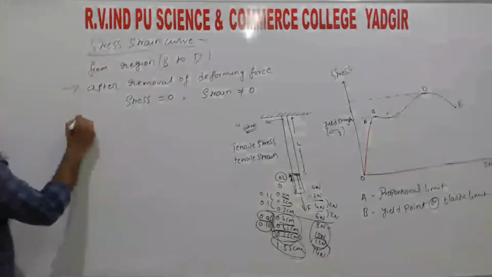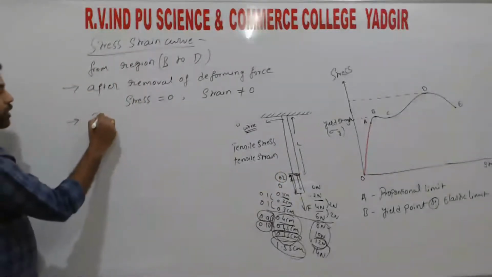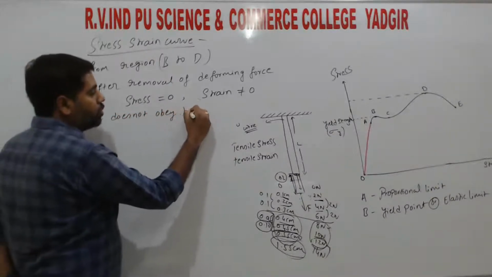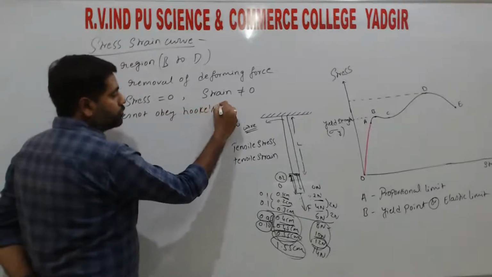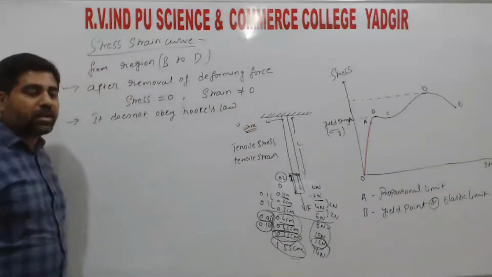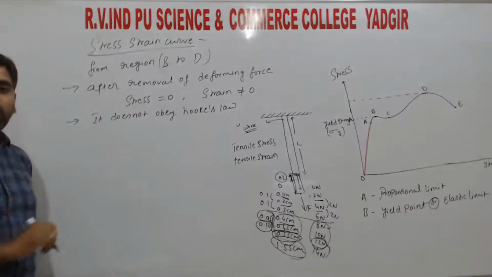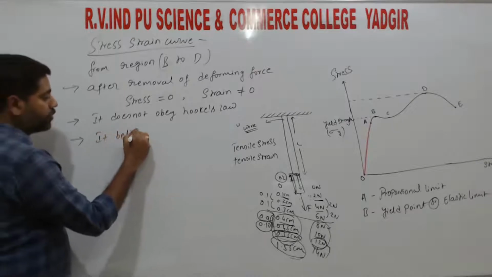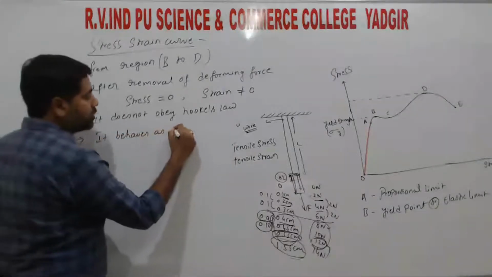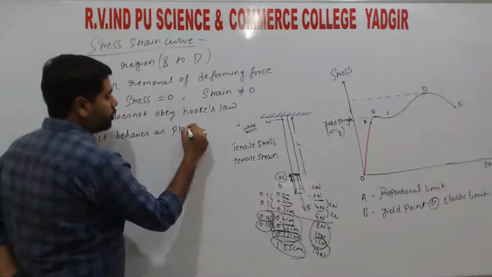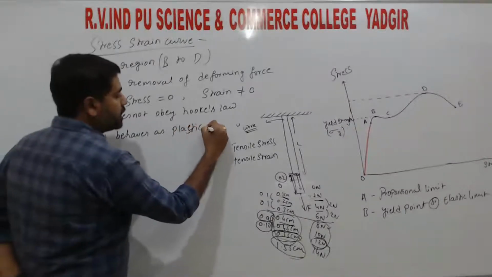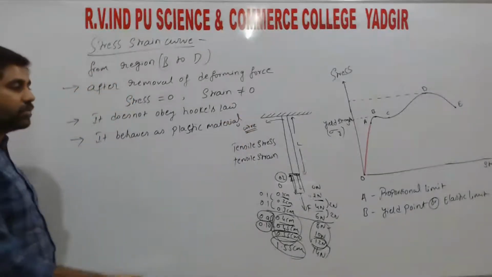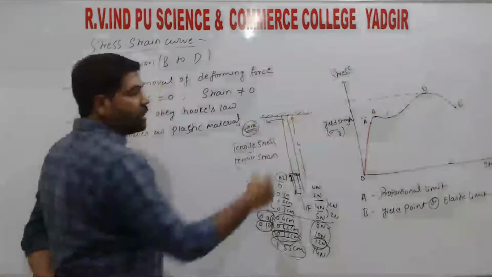So the next point is it does not obey Hooke's law. So the next point in the region from B to D, it does not obey Hooke's law. And the last point is it behaves as a plastic material. So this wire behaves as a plastic material.